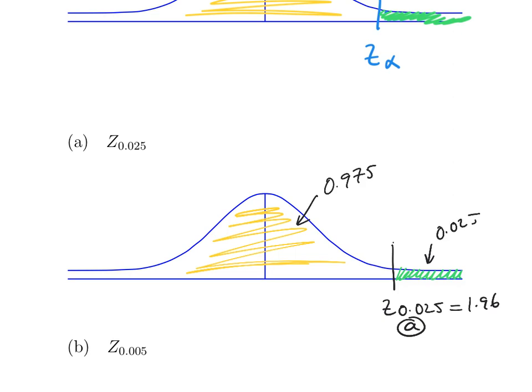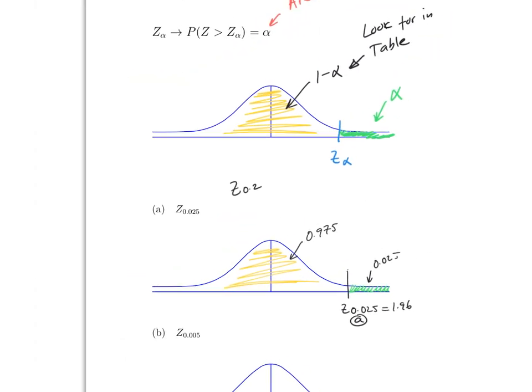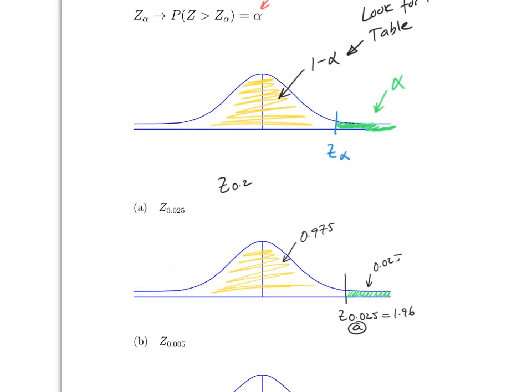Yes? The alpha number for that z, is it always going to be the area to the right? Yeah, whatever it is. So if I write this 0.2, it's telling you the area to the right is 0.2. So the left is 0.8. Okay? So that's always going to be the notation. All right? Any questions on that? No?